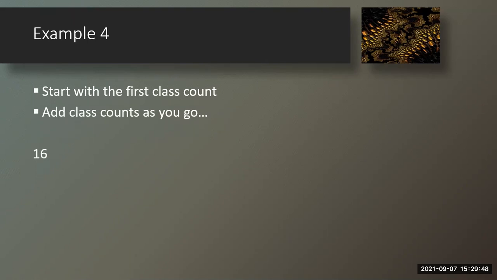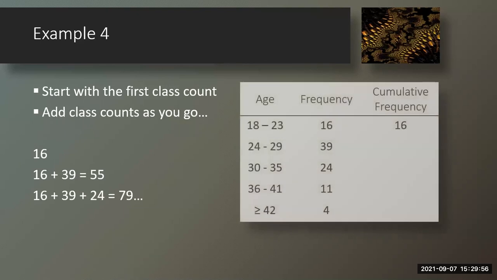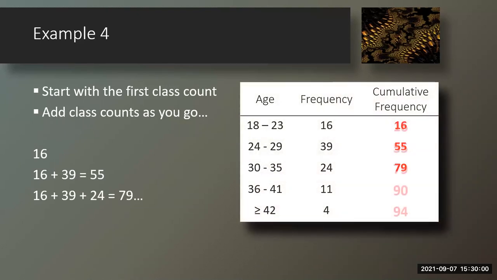So the first class count is 16. The second class count, 16 plus 39, is 55. And I do that for all my classes. As I work my way through the table, you'll notice that the last class cumulative frequency, 94, is actually the sample size of this particular data set.